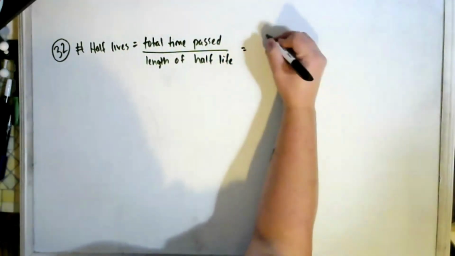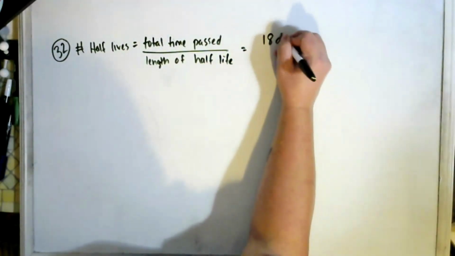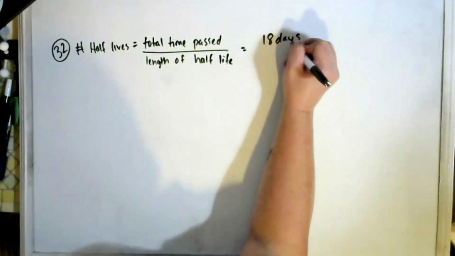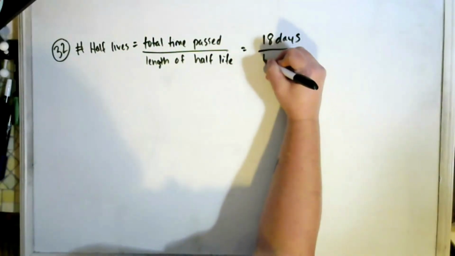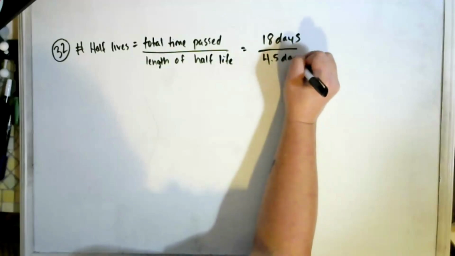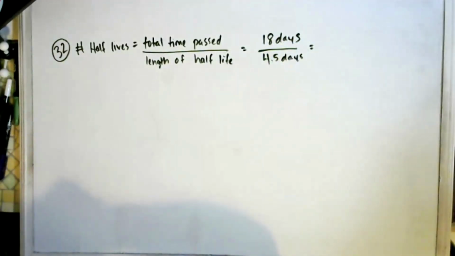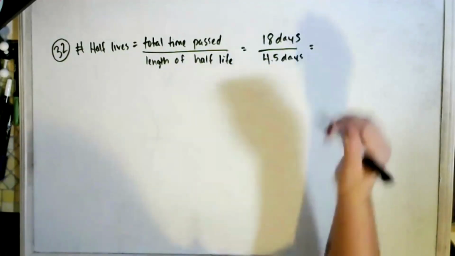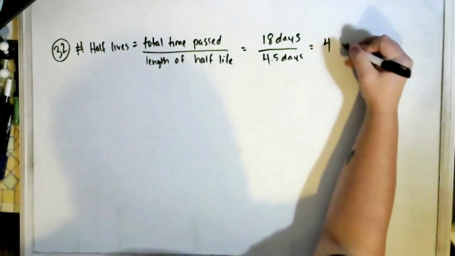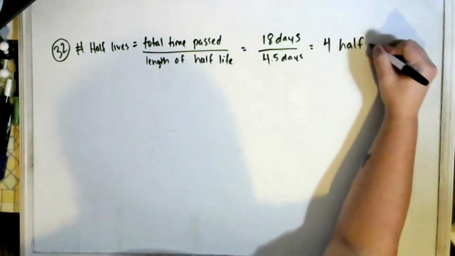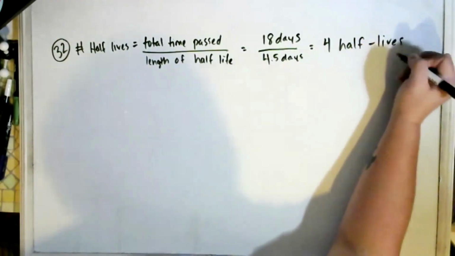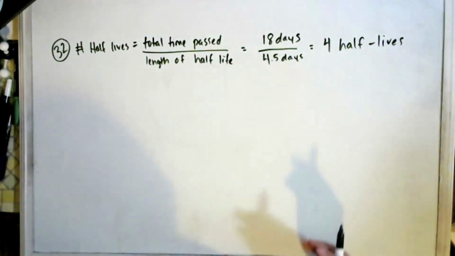So if you know that 18 days has passed and your half-life is 4.5 days, you can say, all right, well, 18 divided by 4.5 is going to be 4. So 4 half-lives have gone by. All right, that's one way you can look at this.